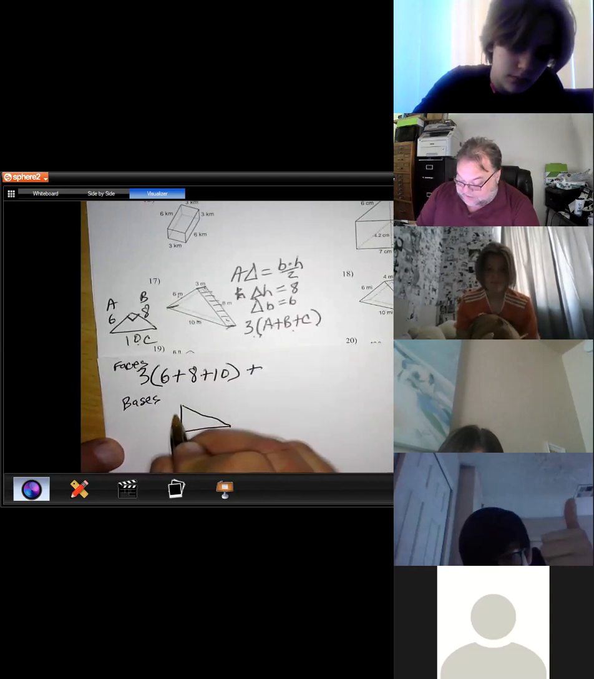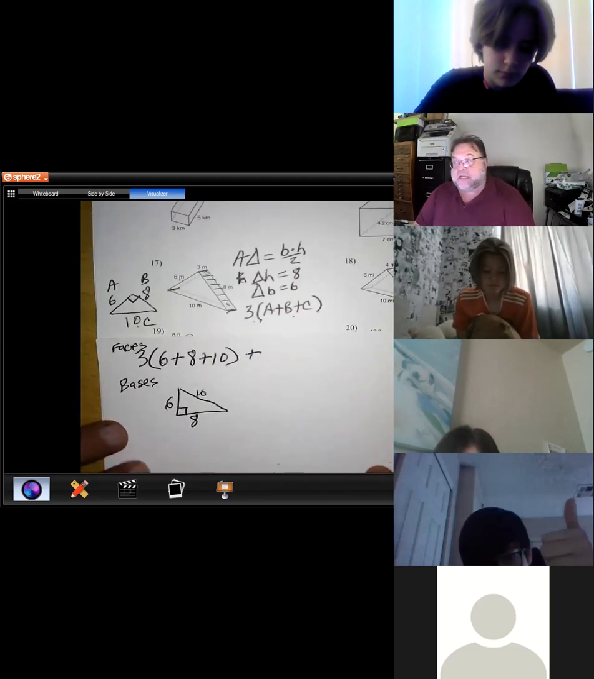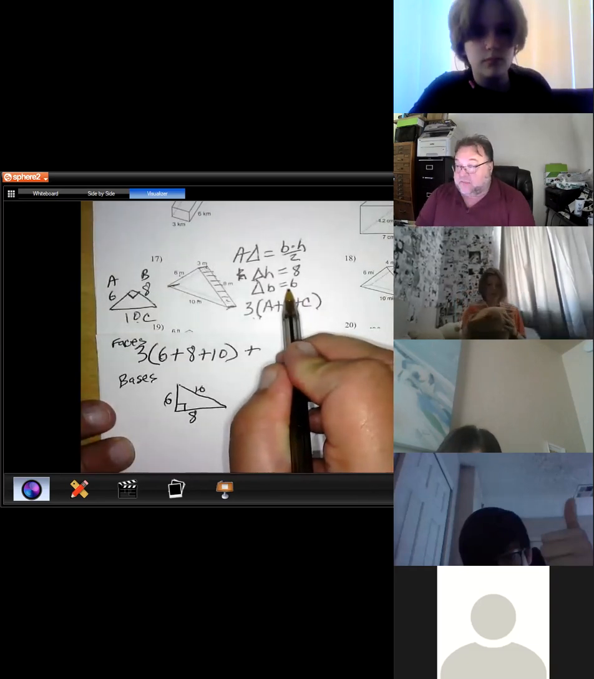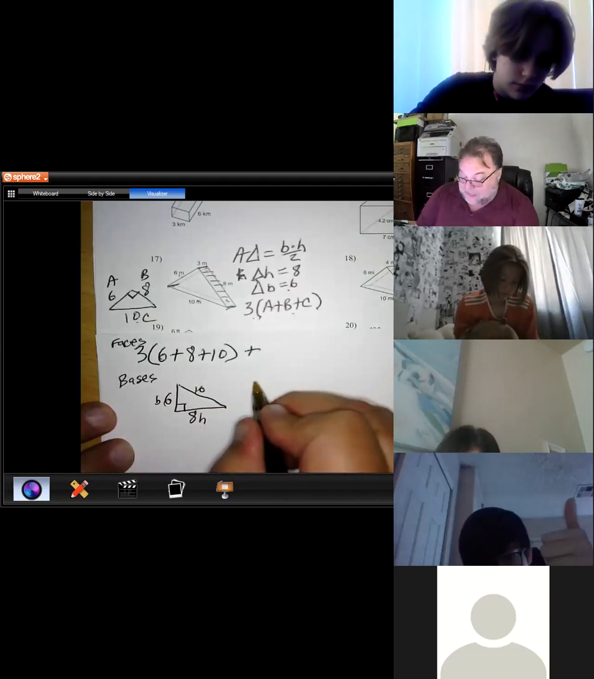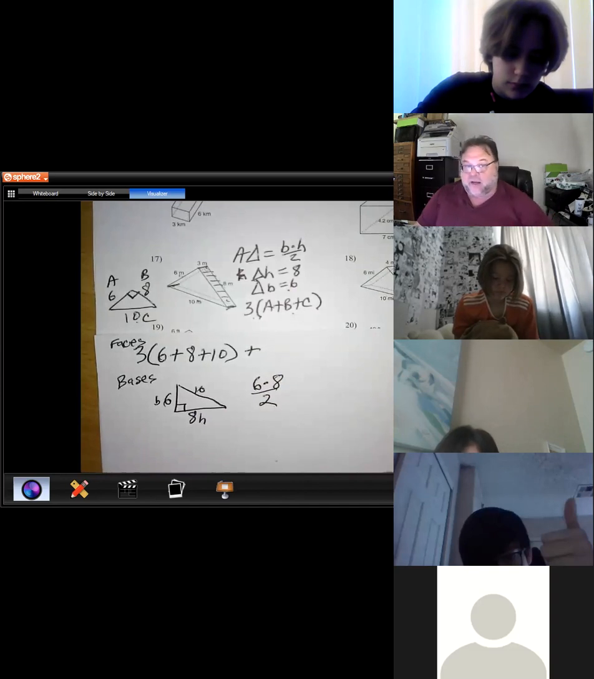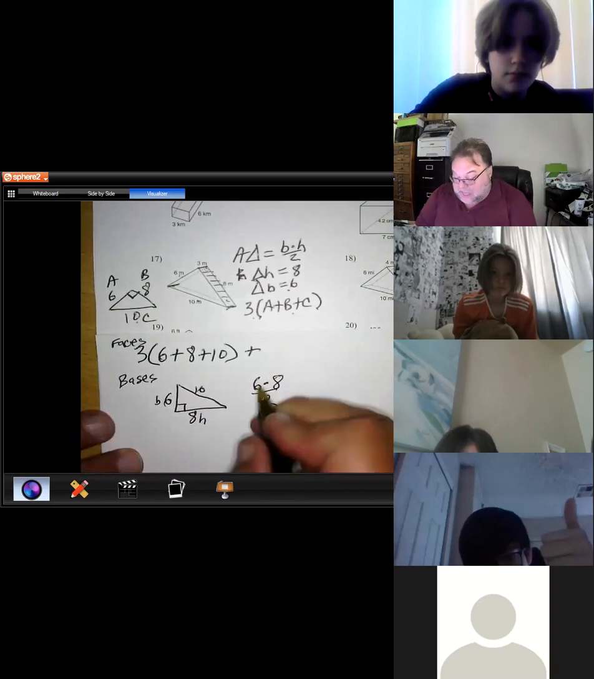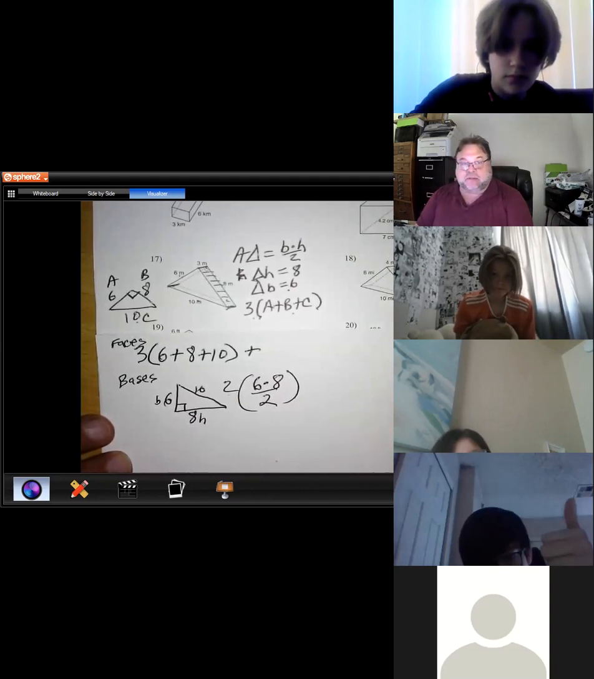Well, here's my triangle, right? 6, 8, and 10, and it's a right triangle, which means that either 6 or 8 could be the height. Now I decided up here that this was going to be the base and this was going to be the height. Okay, so I'm going to do 6 times 8 divided by 2, and that's going to be the area of one of the two triangles, right? But I have 2, so I'm going to have 2 of these.